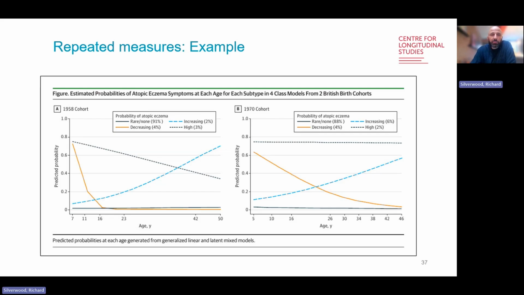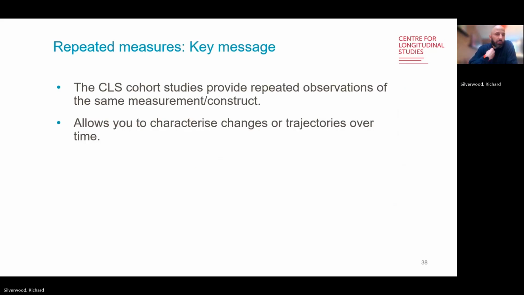So here it shows the results of the identified eczema subtypes, with NCDS on the left-hand side, BCS 70 on the right-hand side. On each subplot, it's got age on the x-axis and the predicted probability of having eczema on the y-axis. So you can see that in each of those studies, 4 different subtypes were identified, which I won't discuss the particular nuance of those or the methods that have been employed. The key is just we've got these repeated measures in a broad range of different dimensions of people's lives, which we can use to characterize changes or trajectories over time.